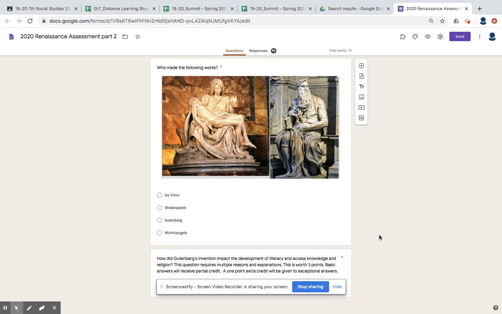And this one, you have to focus on development of literacy, knowledge, and also religion. Because of the printing press, there are more books. More books leads to books being cheaper. That means that more people have access to being able to read these books. Same thing with knowledge. More people can print books. More knowledge can be spread. People are able to learn more. And religion, because people are now able to print the Bible. People can access the Bible on their own.